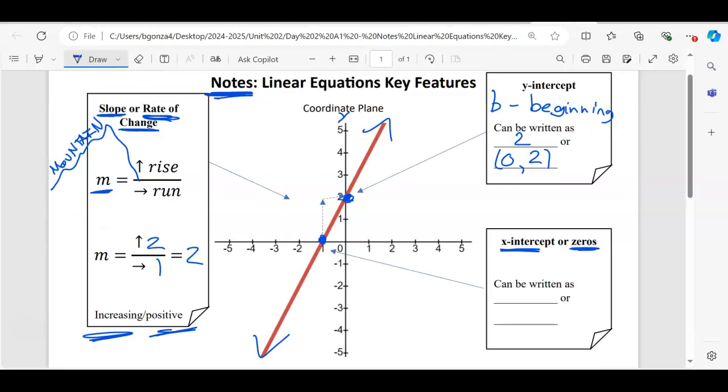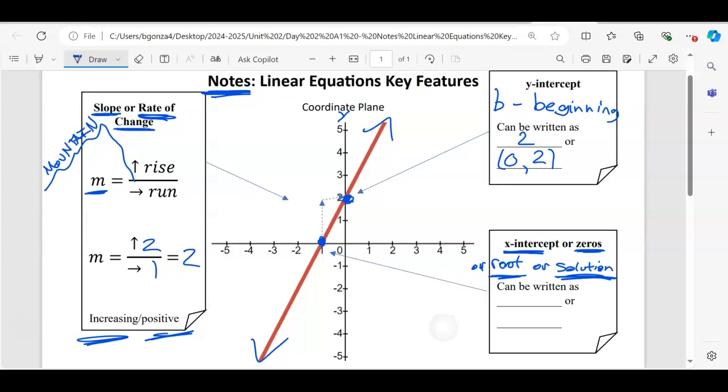So let's fill it in on these notes. X-intercept, 0. What's another one? Solution and root. You got to know all 4 of these mean the same thing. Where does it cross the x? Make sure you write this down. This little piece right here. That's not the blank though, is it? Look what I did.